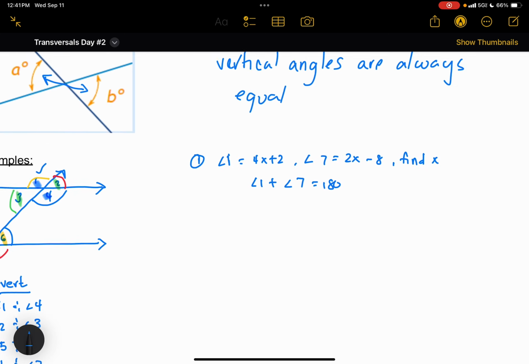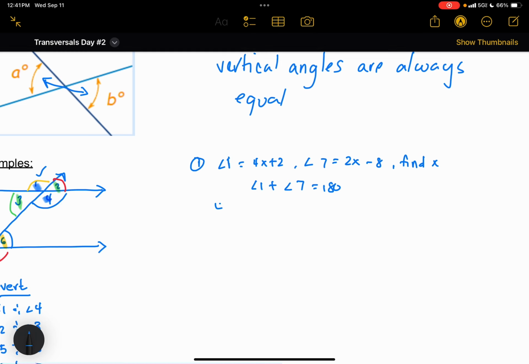All right, so I have angle 1 is 4x plus 2, and this is going to be 2x minus 8 is equal to 180. No, sorry, plus. My bad. There you go. I knew something didn't look right. All right. That's a minus. I've got this all jacked up. Let's try this again. This is what happens when I do this on the fly, trying to think about it. There we go. All right, so I'm going to add my 4x and my 2x.